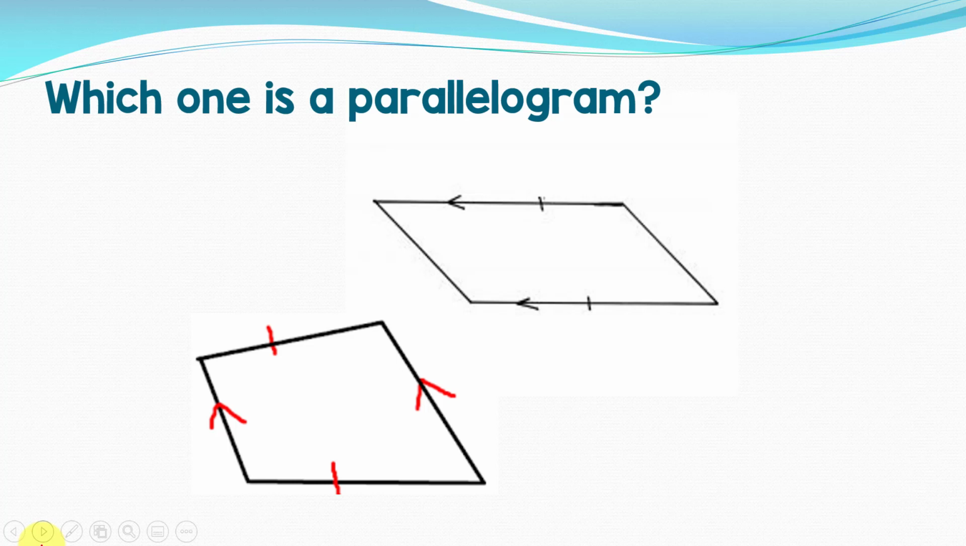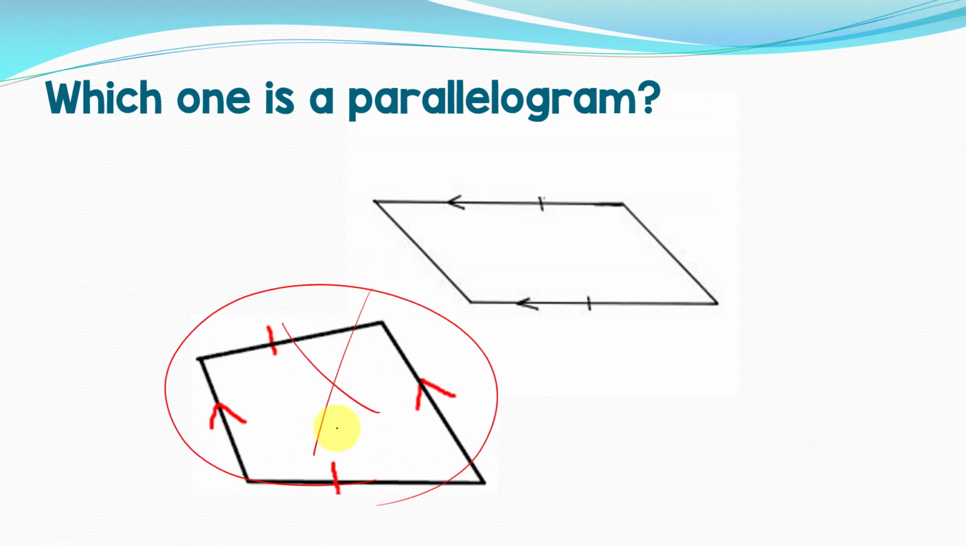How about this one? Again, here we only have one set of parallel lines and a different set of congruent sides. So we're going to go with this one. One side is both congruent and parallel. And so that would be a parallelogram.